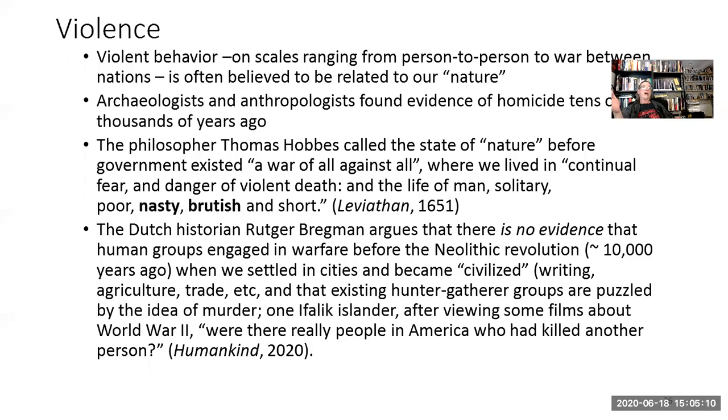A famous philosopher of the 17th century, Thomas Hobbes, used that assumption that in this state of nature, there was nothing but anarchy. Everyone was at war all the time. People didn't live that long, and that's why we gave our rights away to something called a government to rule us in exchange for protection. Bregman argues there's really no evidence.